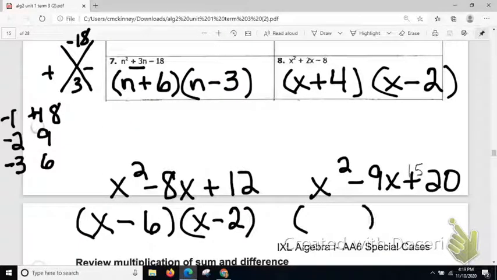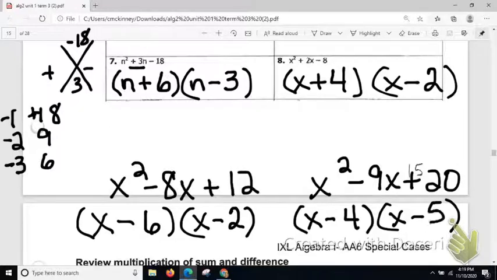So same kind of thing over here. When you see a negative and a positive in this order, that does not mean one of each. The last sign is positive, so the signs must be the same. So in this case, what multiplies to be 20 and adds up to be 9, and negative 9 would be negative 4 and negative 5.